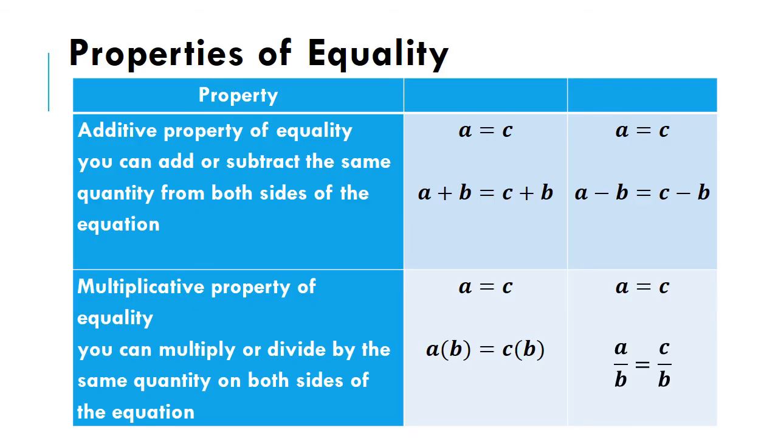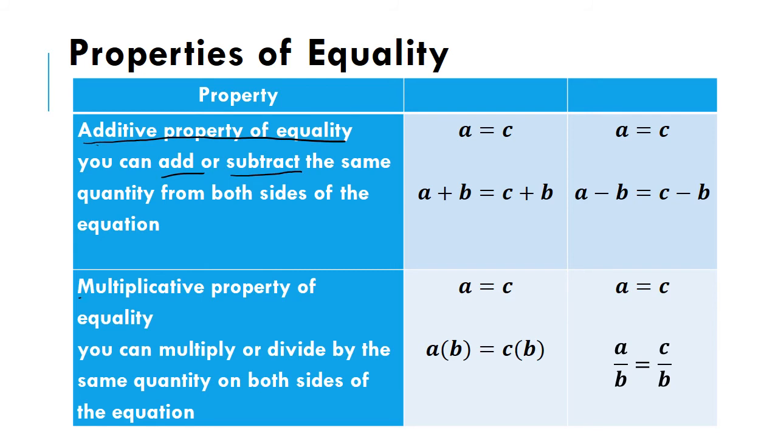Along with these properties, we have the properties of equality that will help us solve equations. And these are new properties that you guys need to know. The first one is the additive property of equality. And we use this property when we add or subtract the same quantity from both sides of the equation.